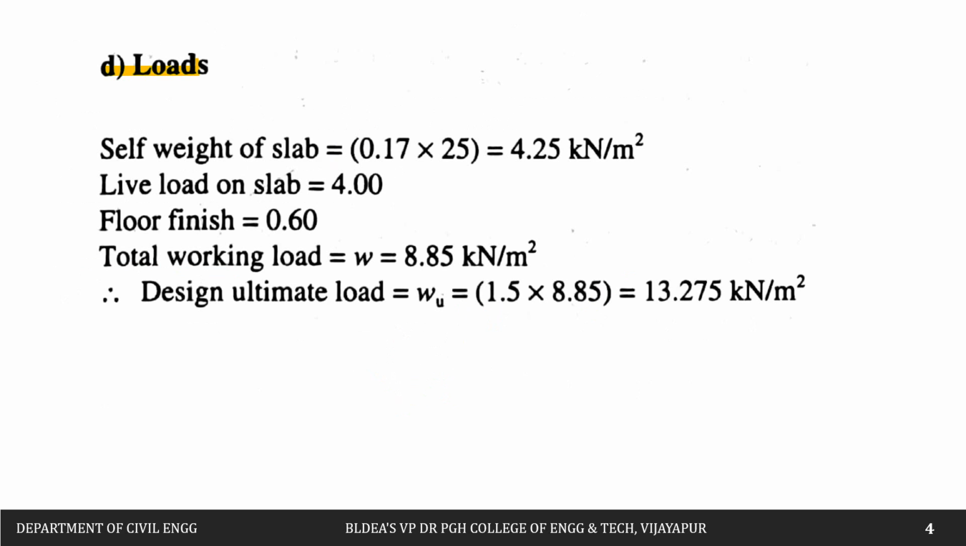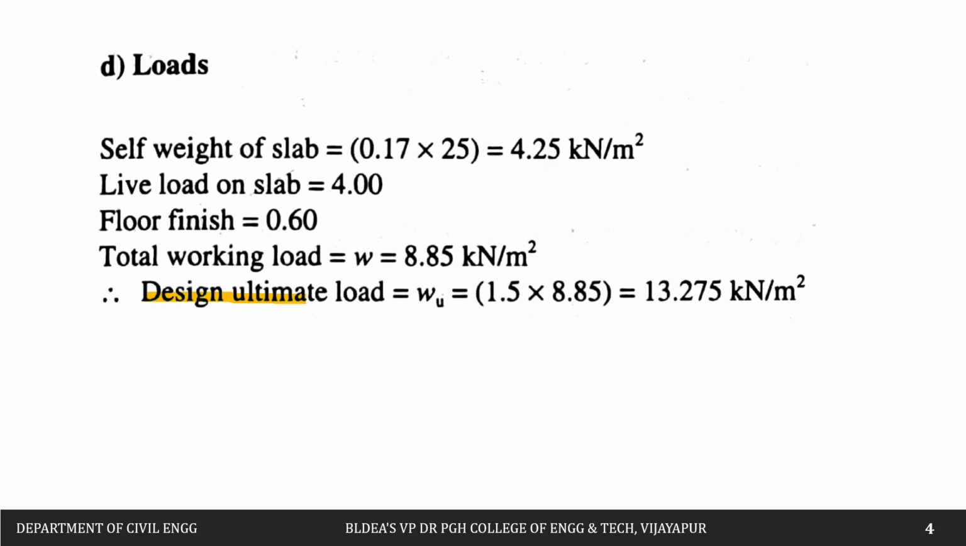Then next let us try to calculate the loads. First one is self weight of slab. The depth of the slab is 170 mm, so 0.17 multiplied by density of concrete, that is 25 for RCC, gives 4.25 kilonewton per meter square. Then next, live load on the slab, already given as 4 kilonewton per meter square. Let us assume a floor finish of 0.6 kilonewton per meter square. If we add up all these three loads, 4.25 plus 4 plus 0.6, the total working load will be equal to 8.85 kilonewton per meter square.